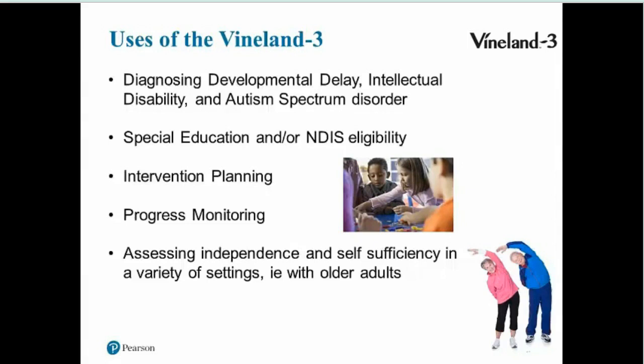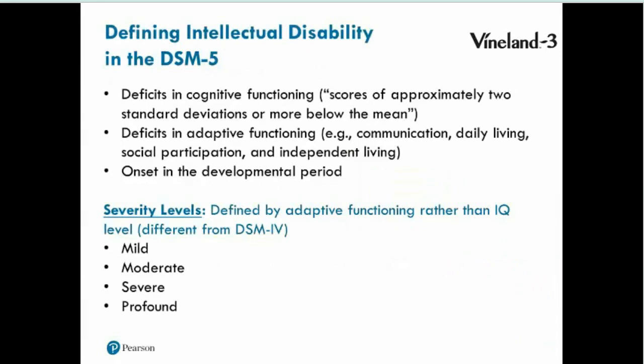In relation to intellectual disability, the DSM-5 gives us the criteria for intellectual disability diagnosis, which relies both on cognitive impairment, but also deficits in adaptive functioning, which includes communication, daily living skills, social participation, and independent living, which are all areas that are assessed by the Vineland 3. And the severity levels for intellectual disability now are really more focused on adaptive functioning rather than an IQ level. And this is a bit different than the DSM-4.